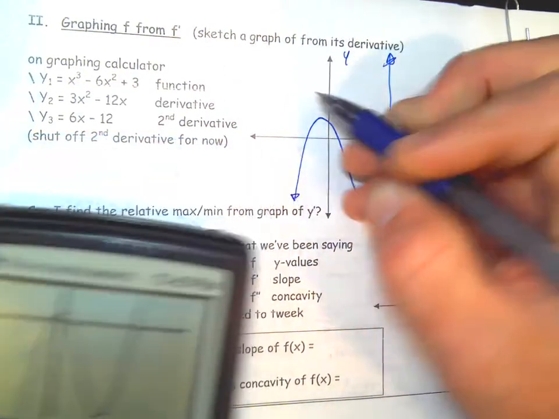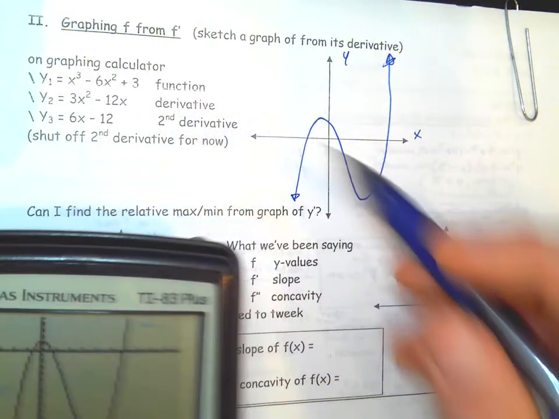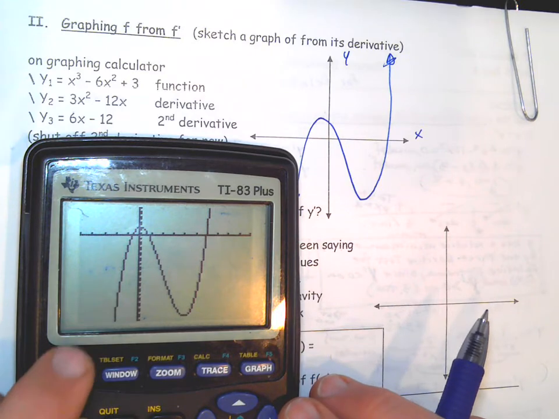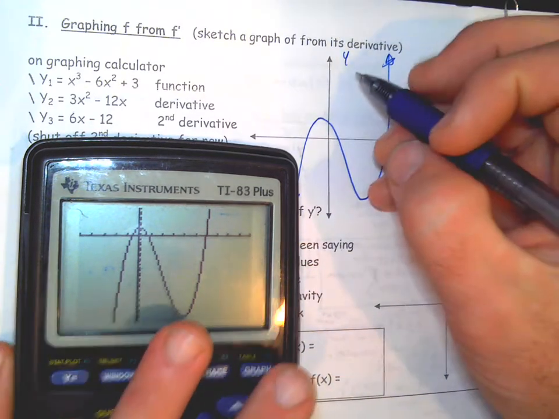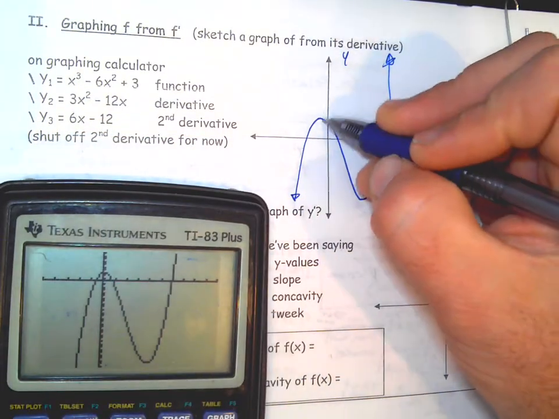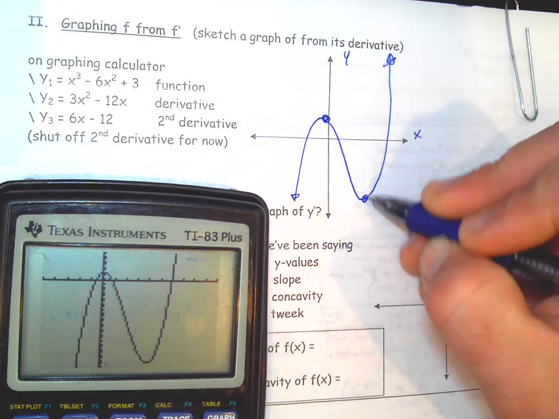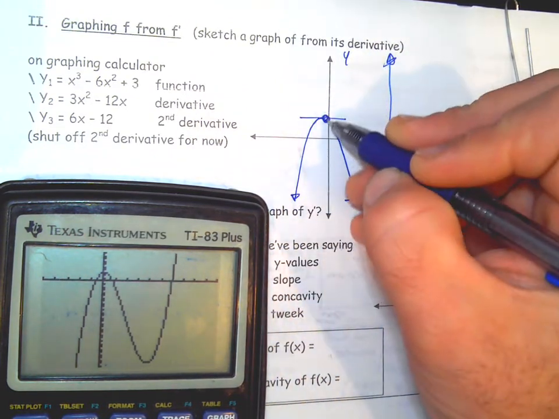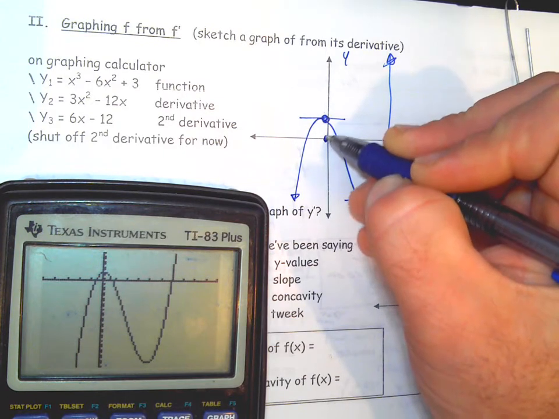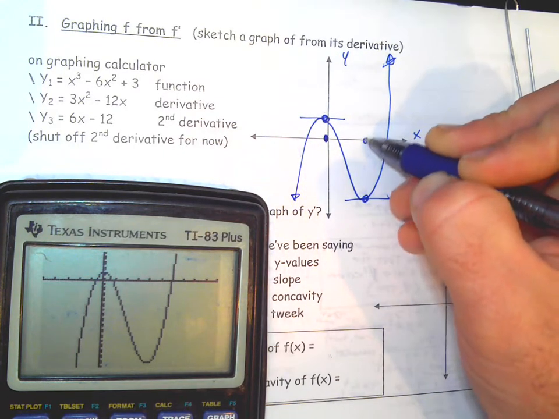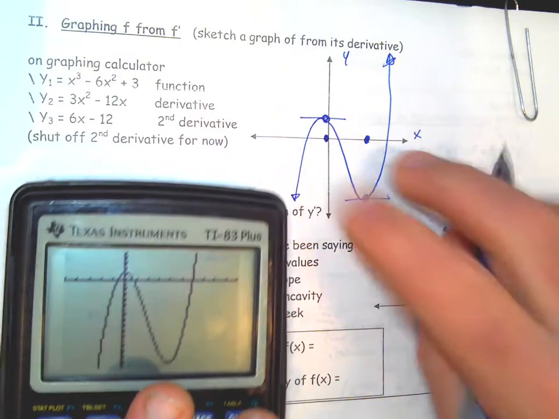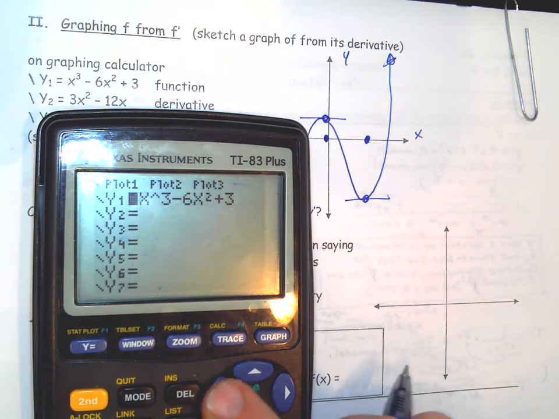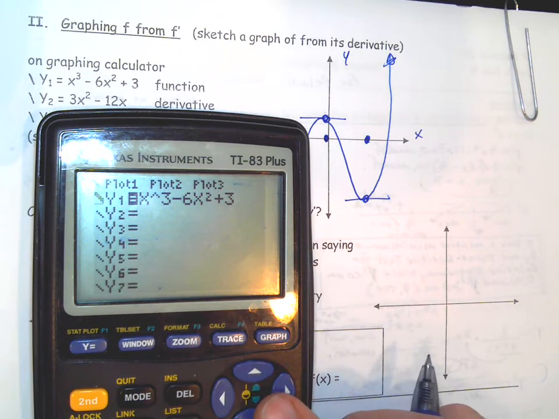Now the derivative, just doing the derivative ourselves, is 3x squared minus 12x, which is going to be a parabola. Now that graph's going to line up to some special places. So the derivative here should be 0 and here should be 0. So that should translate to an x-intercept and an x-intercept on the derivative graph, and it's going to be a parabola opening up. Now what I can do is make this graph darker by hitting enter.